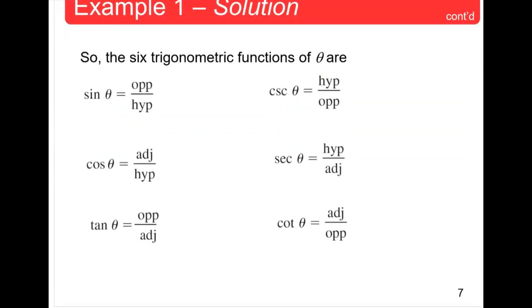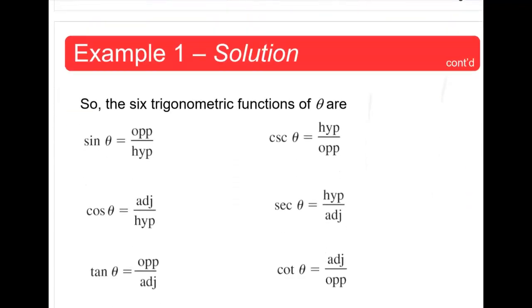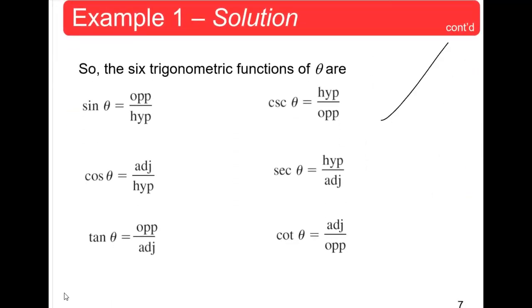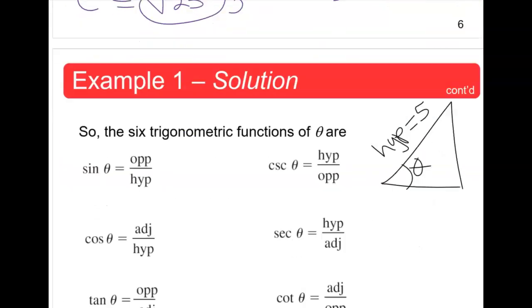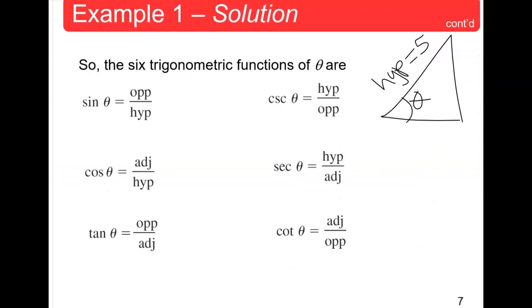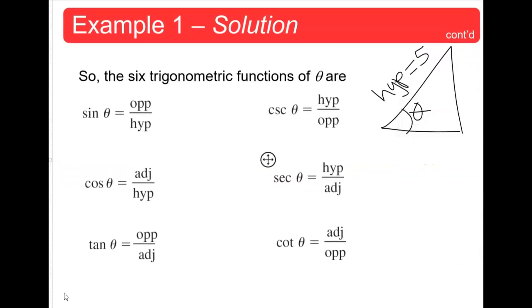Now on the next slide, we have a little bit of space, but I'm going to go ahead and draw the triangle. Okay, so here's theta. The hypotenuse here is equal to 5, and I believe I'm going to have to look at it again. Okay, adjacent is 3. And the opposite side is equal to 4.